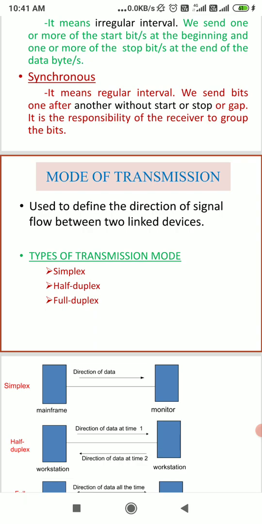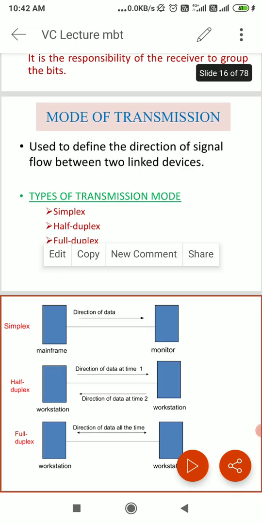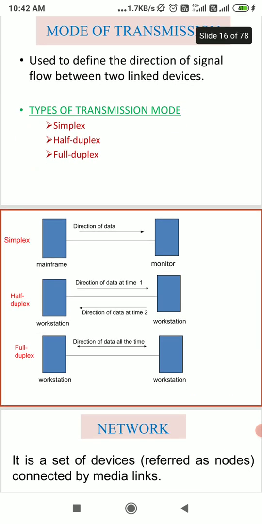So that will be used to define the direction of a signal from one device to another. Based on the given communication, it may communicate only in one direction, or in both directions. We can classify the types of transmission mode as simplex, half duplex, full duplex. These are the types of communication you can say.